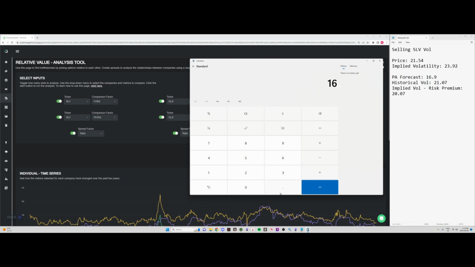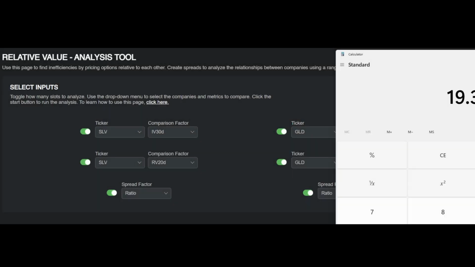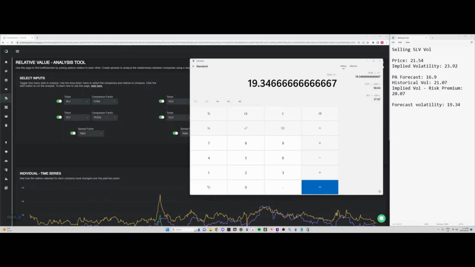So what we're going to do is average 16.9, 21.07, and 20.07, and I'm going to expect to see something like 50-something. Yep, that's right. That tells me I haven't done anything wrong. And our average is 19.34. So our forecast, I'm just going to write this down here, is about 19.34. I used the hotkeys to enter buttons, so that screwed up Twitch, but that's all right. We're back.